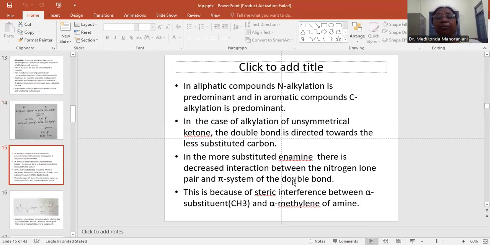In aliphatic compounds, N-alkylation is predominant, and in aromatic compounds, C-alkylation is predominant. In case of alkylation of an unsymmetrical ketone, the double bond is directed towards the less substituted carbon. In the more substituted enamine, there is decreased interaction between the nitrogen lone pair and the pi system of the double bond. This is because of steric interference between the alpha substituent CH3 and the alpha methylene of the amine.